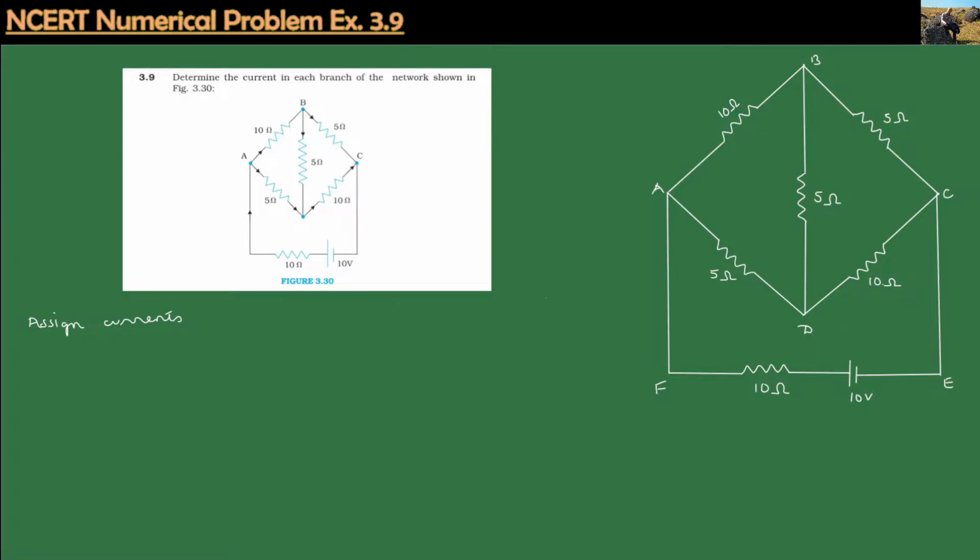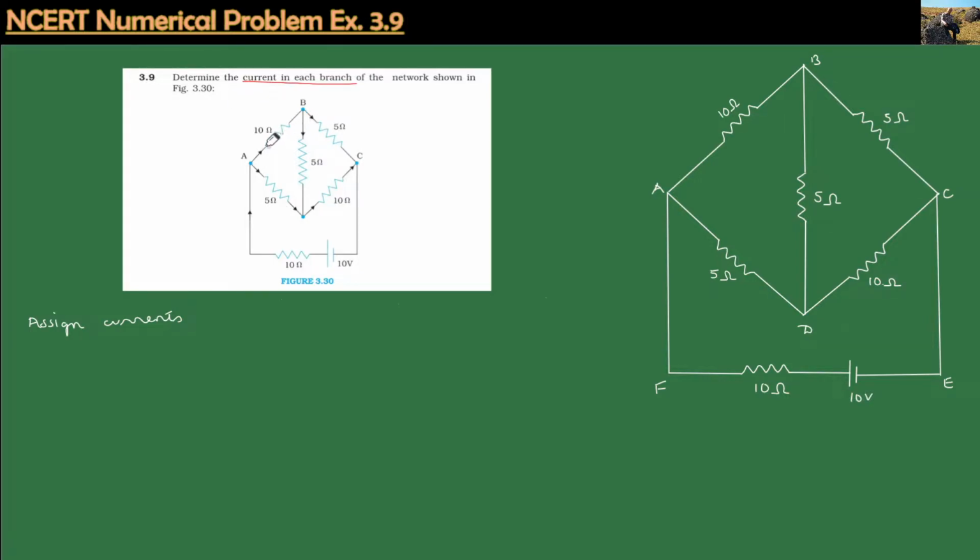In this teaching module, we will solve one numerical problem from chapter 3, which is current electricity, from example 3.9. Now this numerical problem pertains to applications of the Wheatstone bridge principle. So the first thing before solving is that we need to verify whether the bridge is balanced or unbalanced. Like in this particular example, we have to determine the current through each branch.